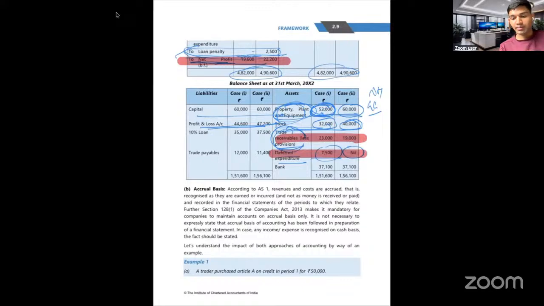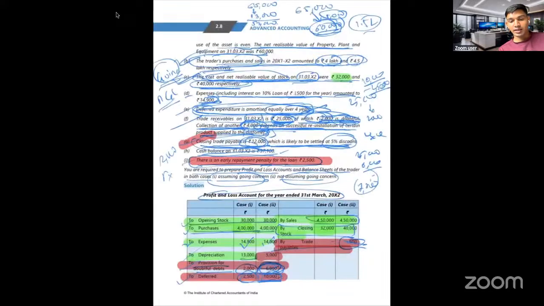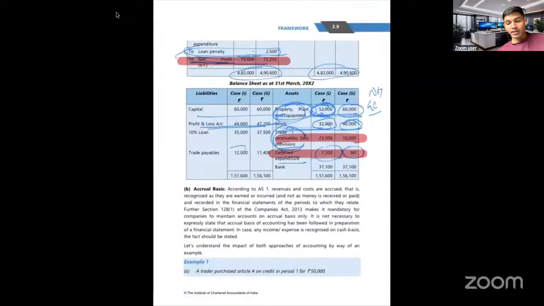Okay, now trade payables. So we have seen here trade payables of 12,000. Out of that, there is a 5% discount. So if you have to settle, generally it would be 12,000, it should be continued. But we have to give the discount of 5%. So we take 12,000 into 95%, that is 11,400. This will be in the case of having going concern.